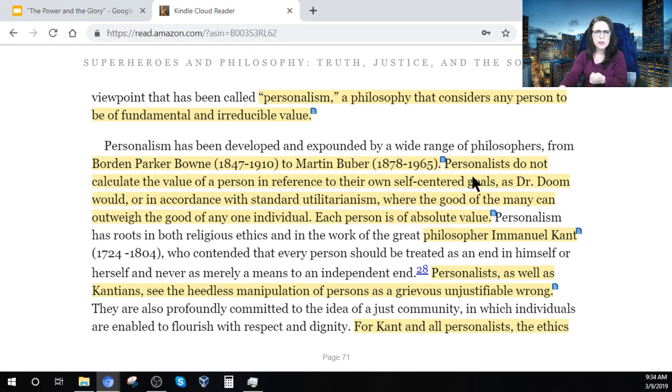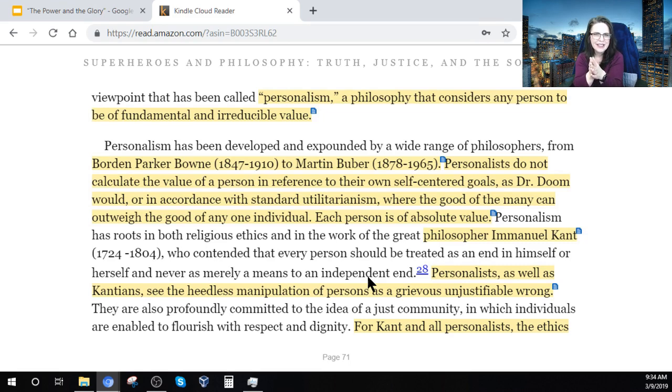So let's read this. Personalists do not calculate the value of a person in reference to their own self-centered goals, as Dr. Doom would, or in accordance with standard utilitarianism, where the good of the many can outweigh the good of the one individual. Each person is of absolute value. Now, personalism has its roots in both religious ethics and the work of philosopher Immanuel Kant, who contended that every person should be treated as an end in himself or herself and never merely as a means to an independent end.